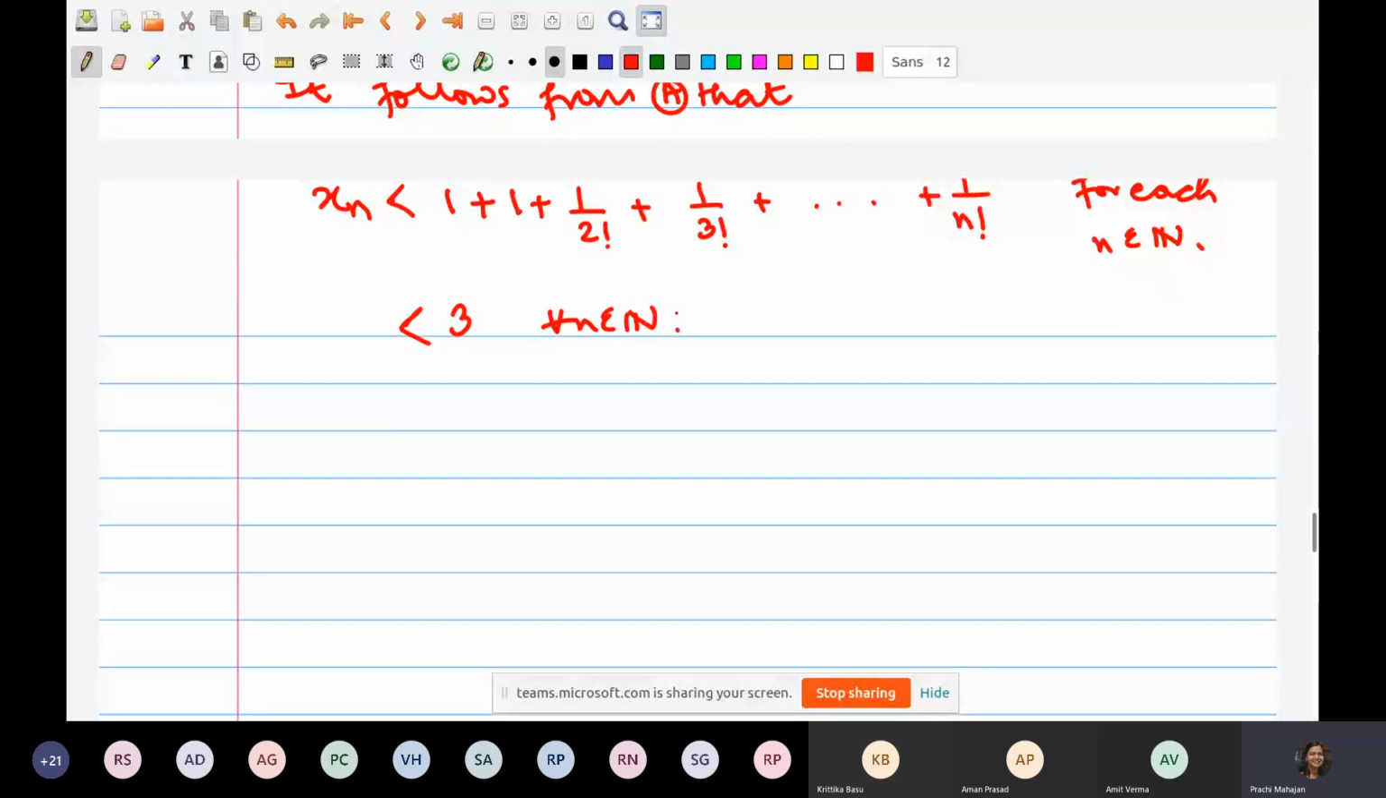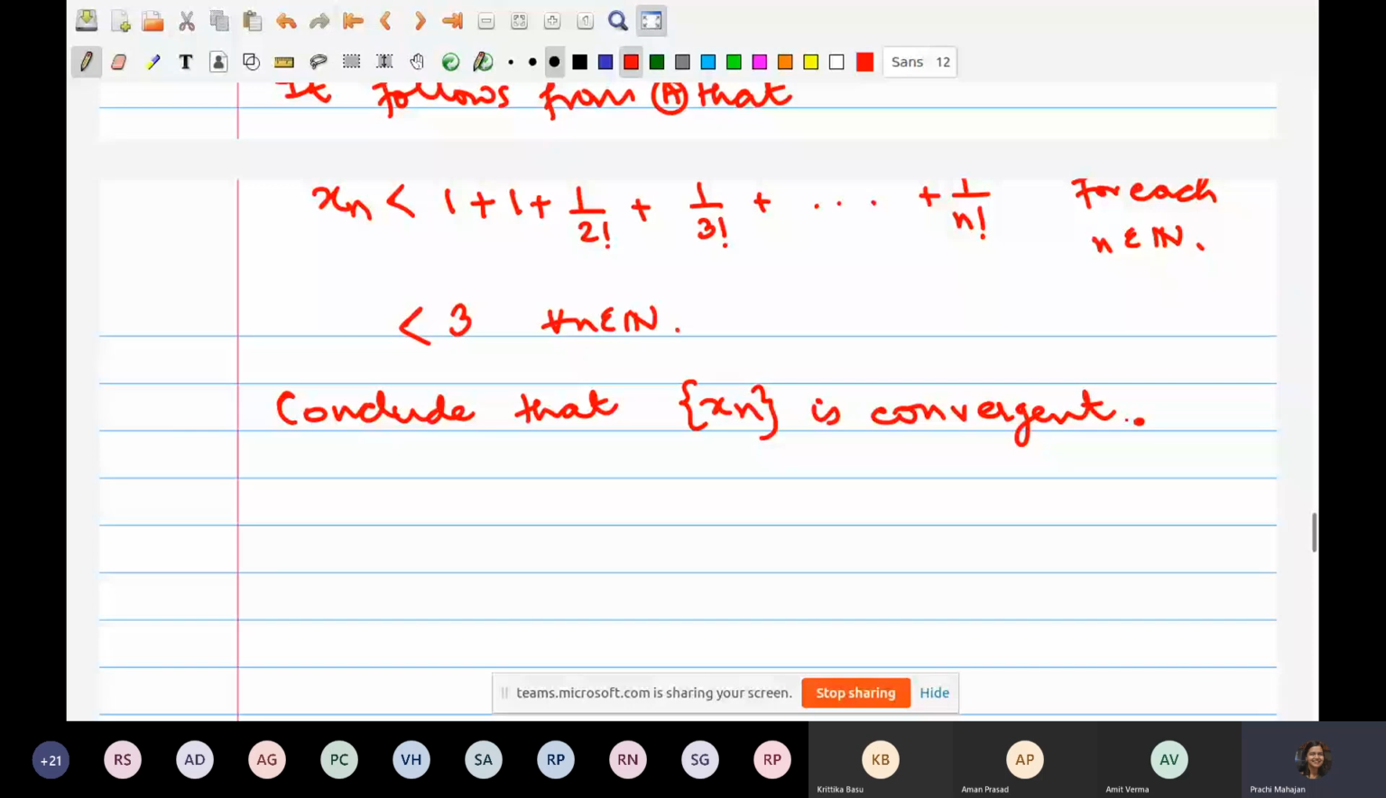Conclusion: the sequence xn is monotonically increasing and bounded above, to conclude that the sequence xn is convergent. Is that correct? Is that okay? So I'm applying the monotone convergence theorem here. We have shown that the sequence xn is monotonically increasing and bounded above, and hence it has to converge, thanks to the monotone convergence theorem.